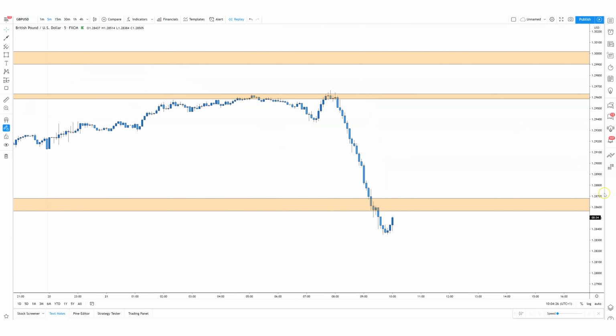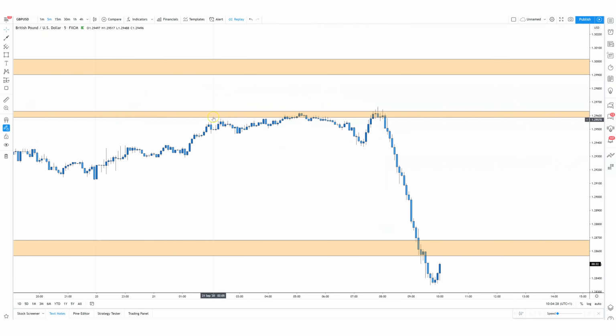Let's go down to the 5 minute time frame. What do we see here? We see price failing to break, failing to break. Wicks, even more. Good opportunities.